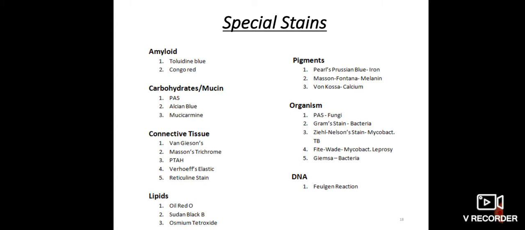So you should know a few names. If you are asked what is the stain for amyloid, you should be able to say it's Congo red. What is the stain for carbohydrates or mucin, you should be able to say PAS. At least you should be able to say PAS. For connective tissue, you should be able to mention at least Van Gieson, Masson's trichrome or reticulin stain.